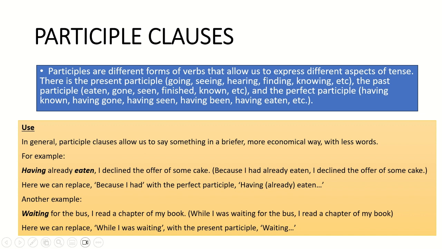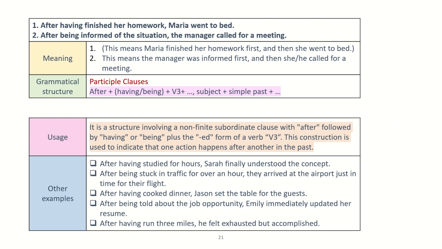Another example here, I have waiting for the bus, I read a chapter of my book. So I replaced while I was waiting for the bus instead of saying this long sentence. And since I have the same subject for the main clause and the dependent one, as I have two clauses here, I can say this form, waiting for the bus, which is a present participle. In your end of term grammar coverage, they are focusing on using specific forms of these participles, especially after the word after. So I have two forms here.